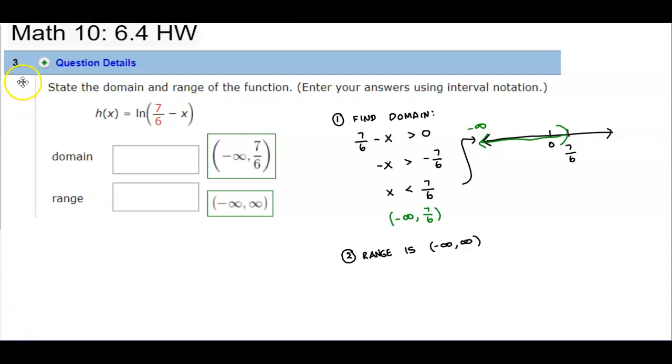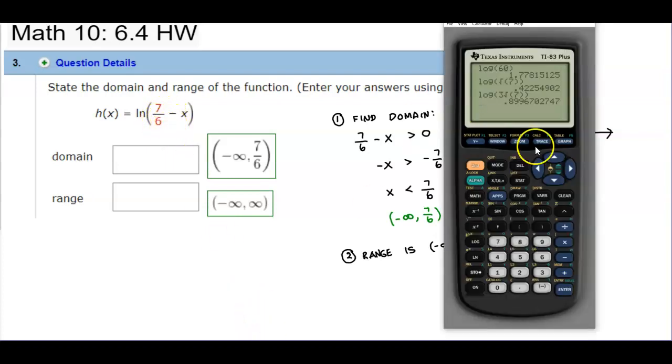Okay, in question 3, section 6.4, we're going to state the domain and the range of the function. So to find the domain of this function, we have to see what the restrictions are for what's inside the parentheses. Now, let's just take a real quick look at what the natural log represents.